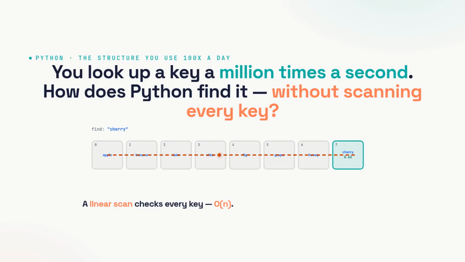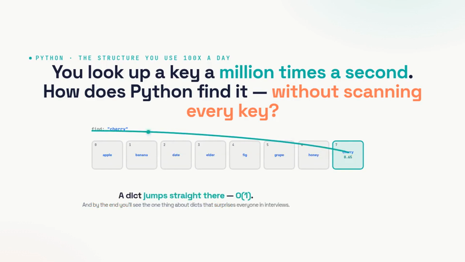It jumps straight to the right slot in one hop, O(1), whether you have 3 keys or 3 million. And by the end of this video, you'll see the one thing about dicts that surprises absolutely everyone in interviews.